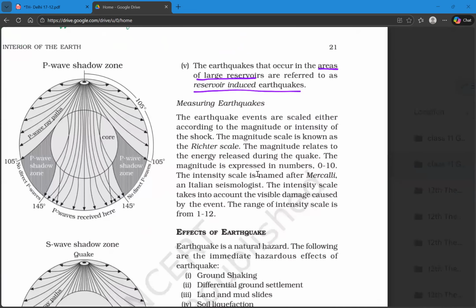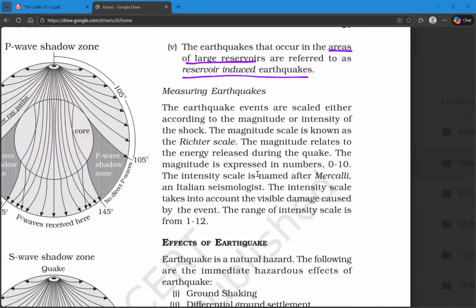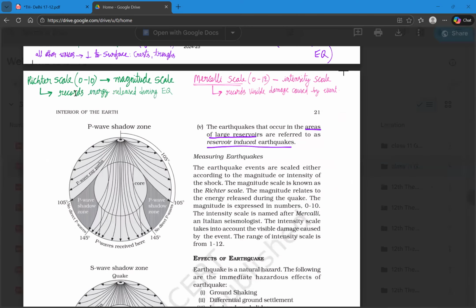And how are the earthquakes measured? So we have two, that is Richter scale and Mercalli scale. In Richter scale, the values are from 0 to 10. The Richter scale estimates the magnitude of the earthquake. So it records energy released during earthquake. It doesn't have to do anything with the damage that occurred due to the earthquake. So in Richter scale, magnitude is estimated, and the values are 0 to 10.